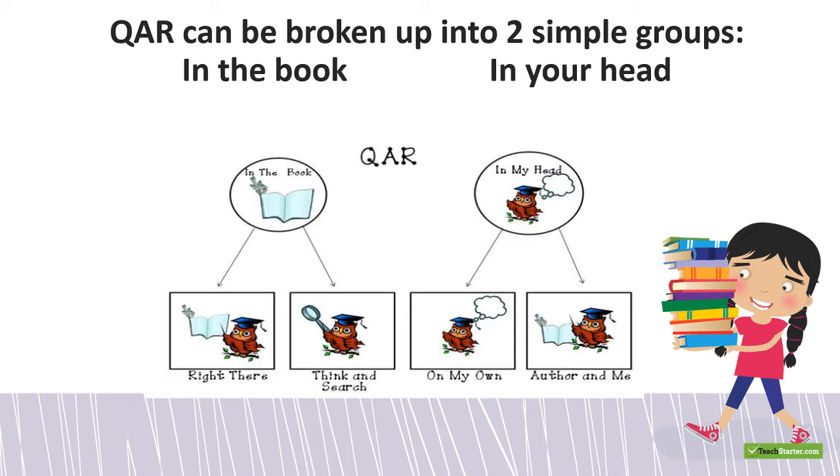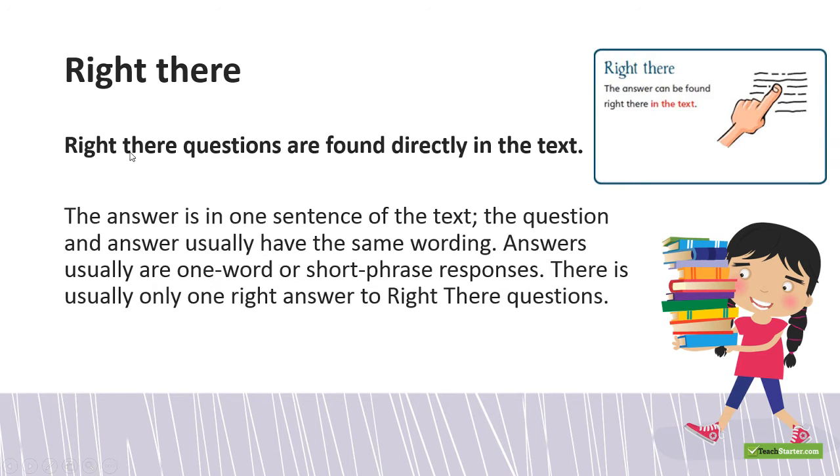The types of questions that can be asked are in the book questions or in my head questions. We break those down further into two types of questions under in my head. We have on my own questions and author and me questions. And in the book questions are right there questions and think and search. This week we are going to be focusing on right there questions.